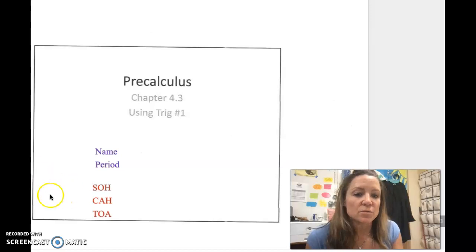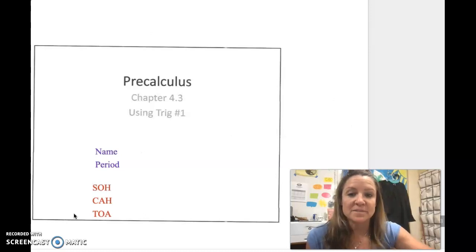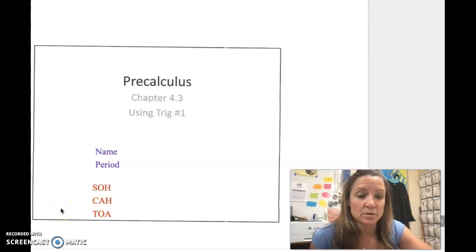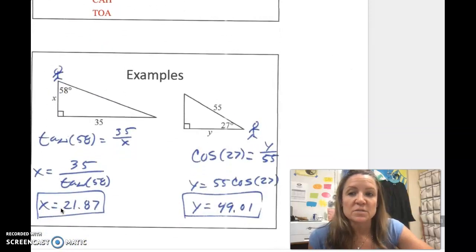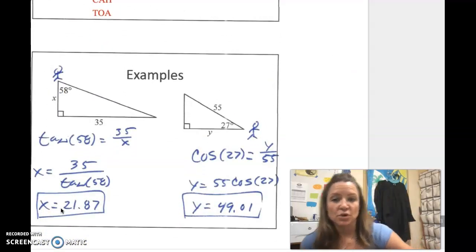If you hopefully remember your SOHCAHTOA, your trig ratios: opposite over hypotenuse is sine, adjacent over hypotenuse is cosine, and opposite over adjacent is tangent. It helps to write these sometimes in your notes and on your assignment. All right, so we're going to be solving using some trig.